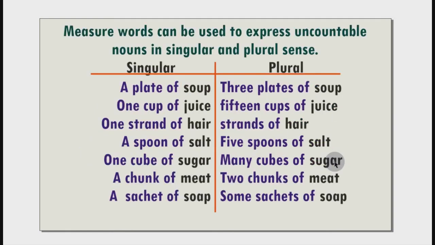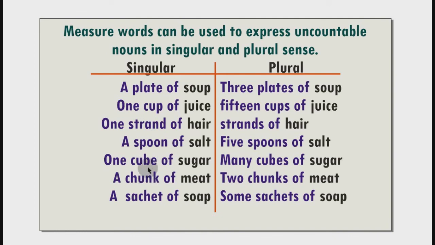Yeah, the examples on this screen can help us understand better as we have put them in singular and plural forms. A plate of soup, singular. 3 plates of soup, plural. 1 cup of juice, singular. 15 cups of juice, plural. 1 strand of hair, singular. Strands of hair, plural. So you can just take a look at it. You may pause the video here and just take a look at it.